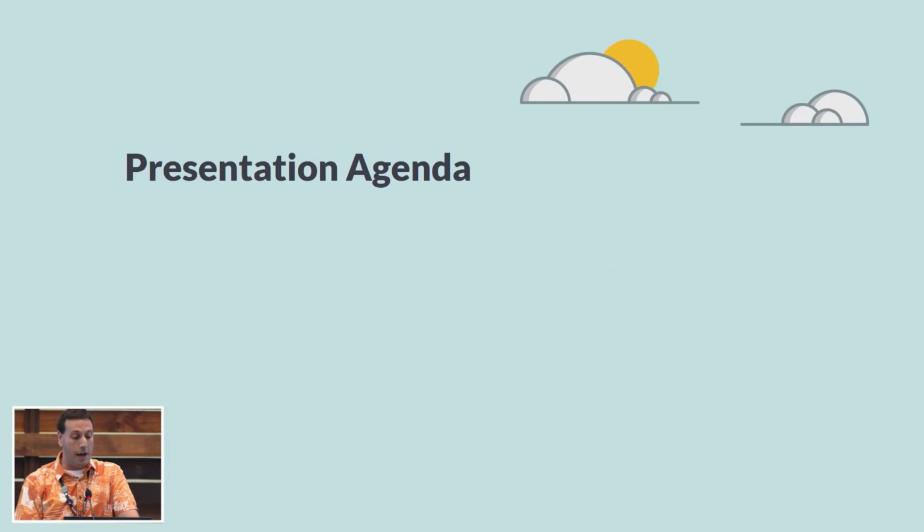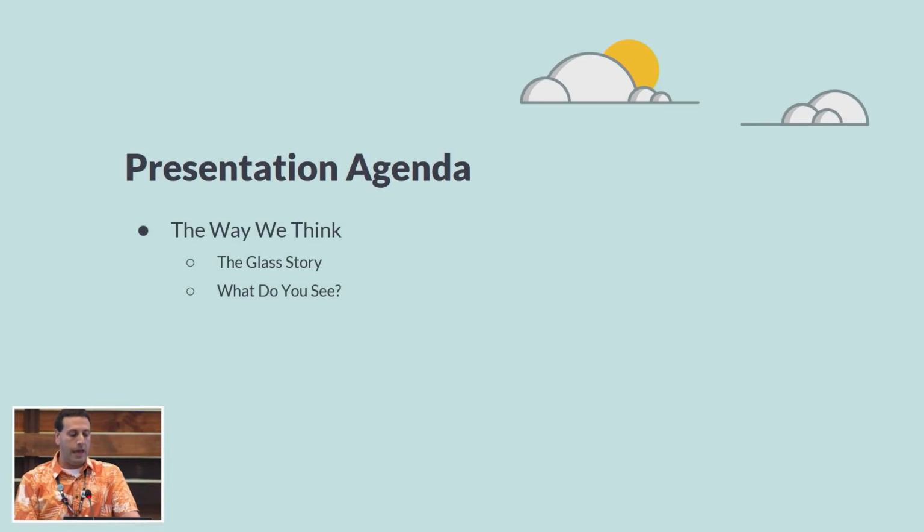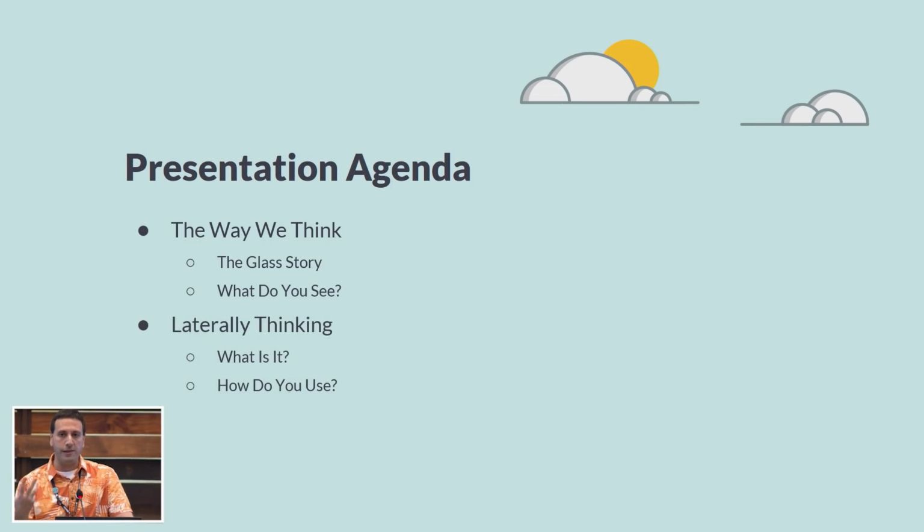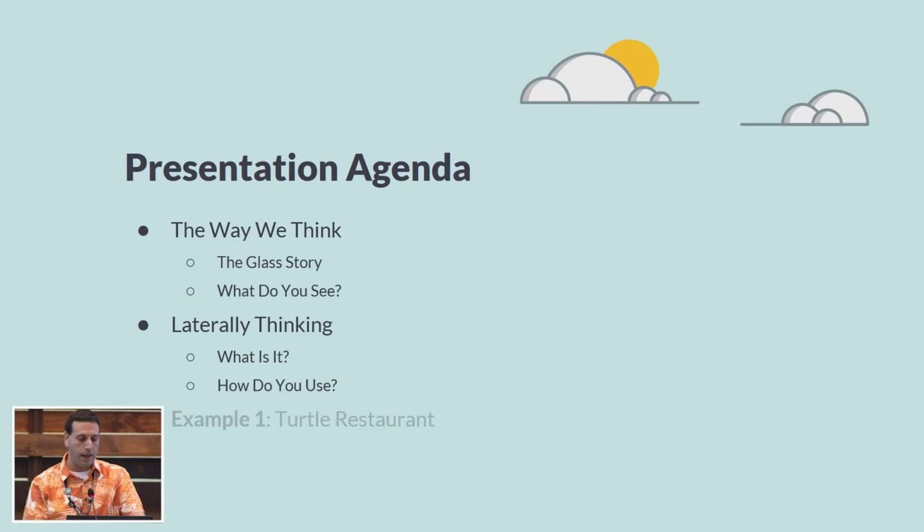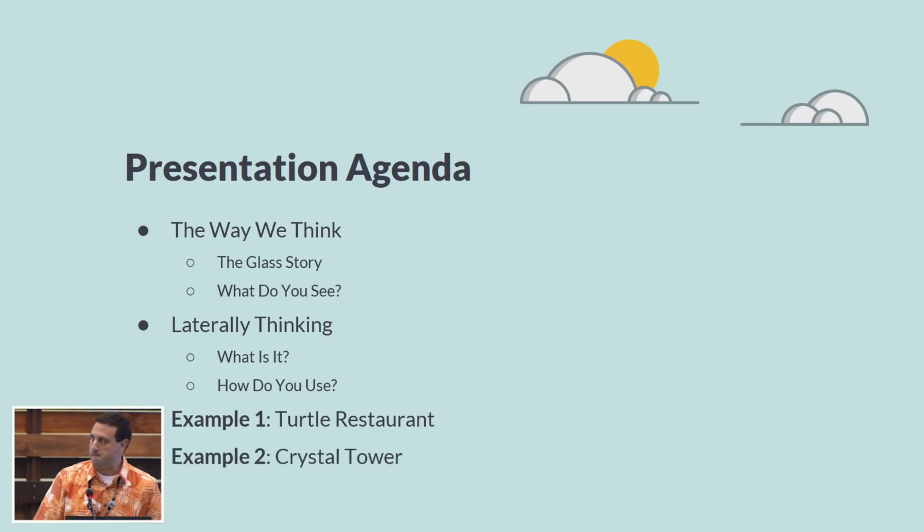All right, so here's what we're going to talk about today. I'm going to talk a little bit about the way we think. I've got a story to tell you. I'm going to ask you a few questions about what you see. And I'm going to talk about a concept called lateral thinking, which is the title of this presentation. I'm going to talk about what it is and how you use it, how I use it, how we use it. And I've got two examples that I'll walk you through. One's a turtle restaurant, and one is a crystal tower that we designed for a theme park. And I'll take some questions.